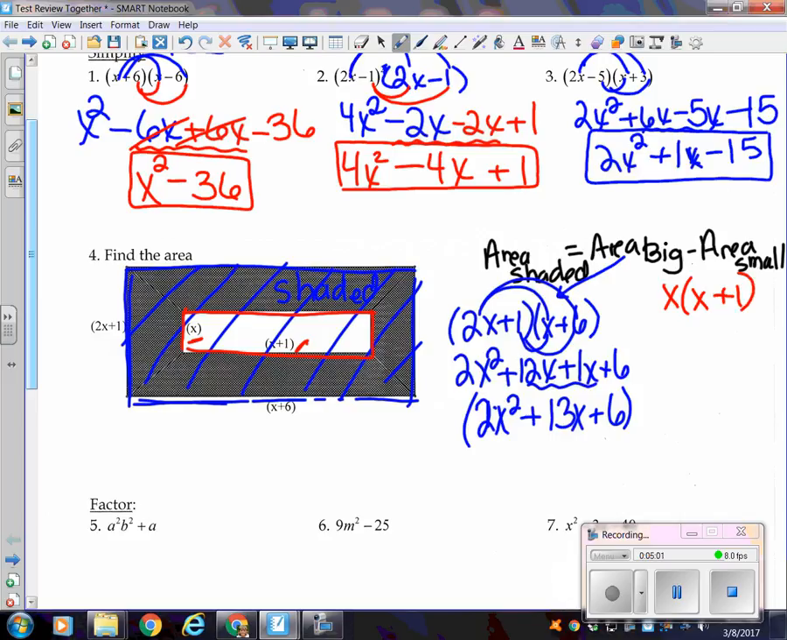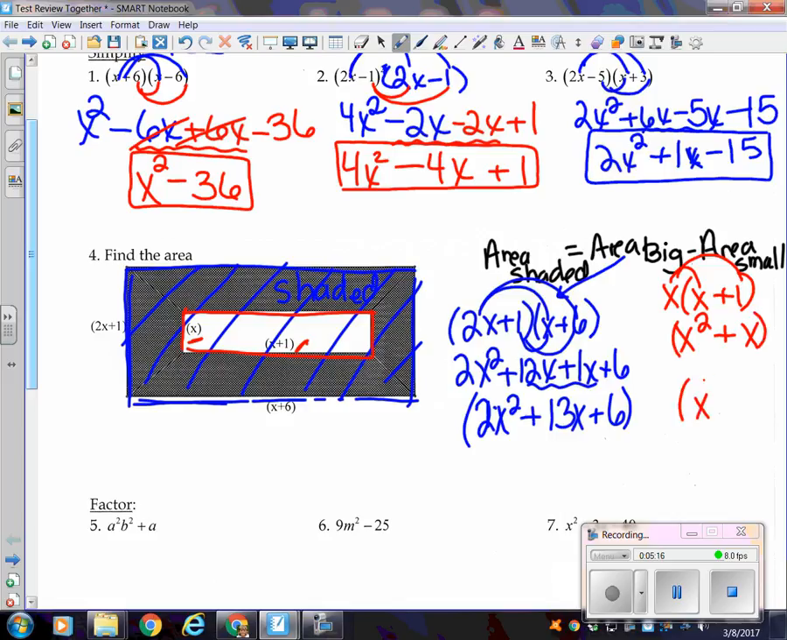Not two sets of parentheses. This time I only have one set of parentheses. So I'm going to distribute the x. X times x is x squared, and x times 1 is x. Now, that makes this the area of the small.